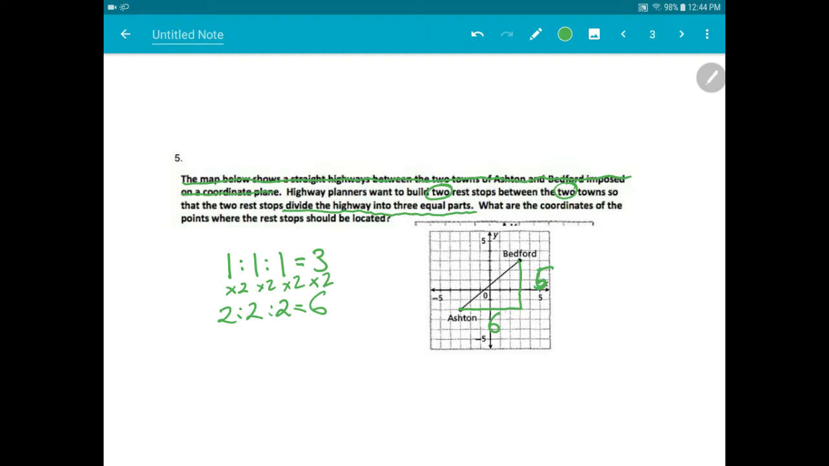So if I go 2 to 2 to 2, that would give me 6 in total. So we're going to break this up so each part gets 2. There's my first mark, second mark, so now I've got 2, 2, and 2. Like last time, all we do is go up from where our barriers are until we hit our line. Now we've broken up the line between Ashford and Bedford into 3 equal segments.